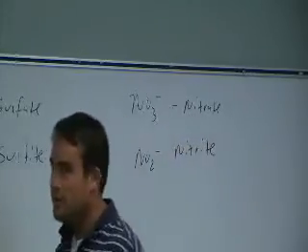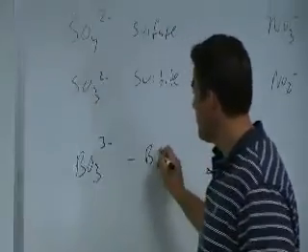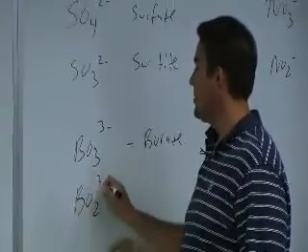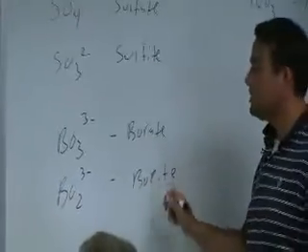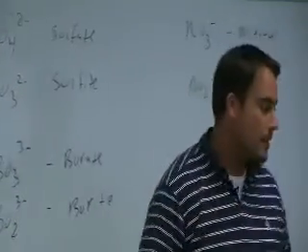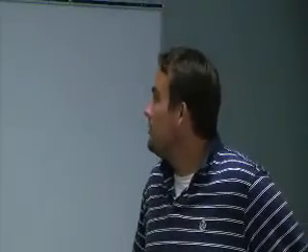Now, don't nobody look at the table. What is a BO3 3 minus called? Borate. All right, and what's a BO2 3 minus called? Borite. Okay, so let's start generalizing, right? Because a good scientist is always looking for patterns. First off, what is not a pattern? Every sulfate has 4 oxygens. That ain't going to work for you.